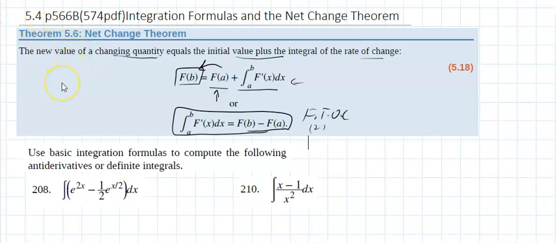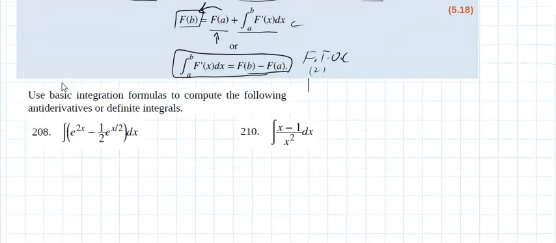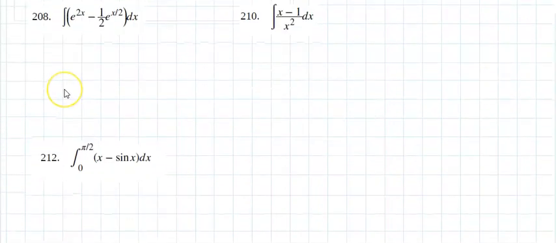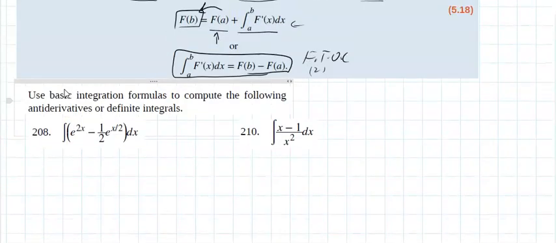Now, Pasadena City College students, you should skip this part. Skip over everything I'm going to talk about now until I start number 212. So 208 and 210 don't apply to you, and they're not on your homework.